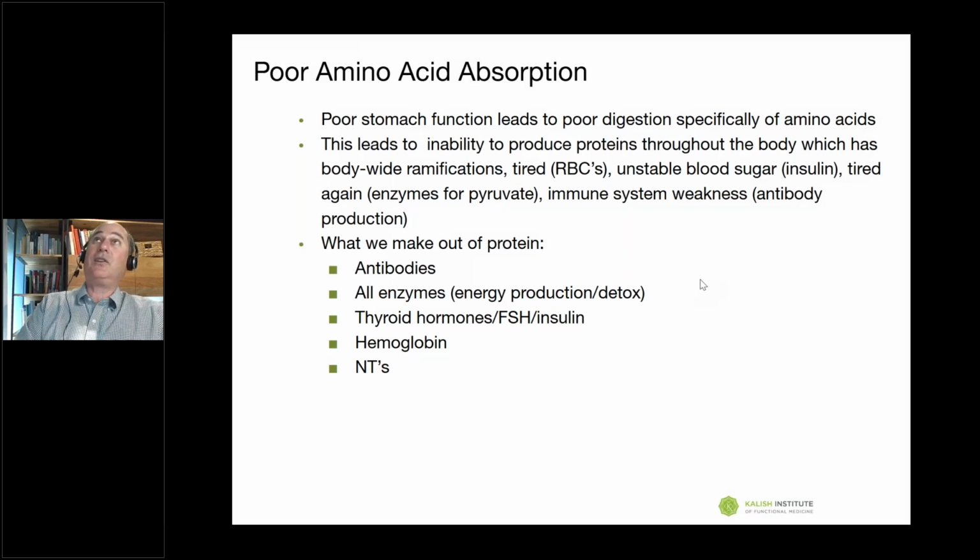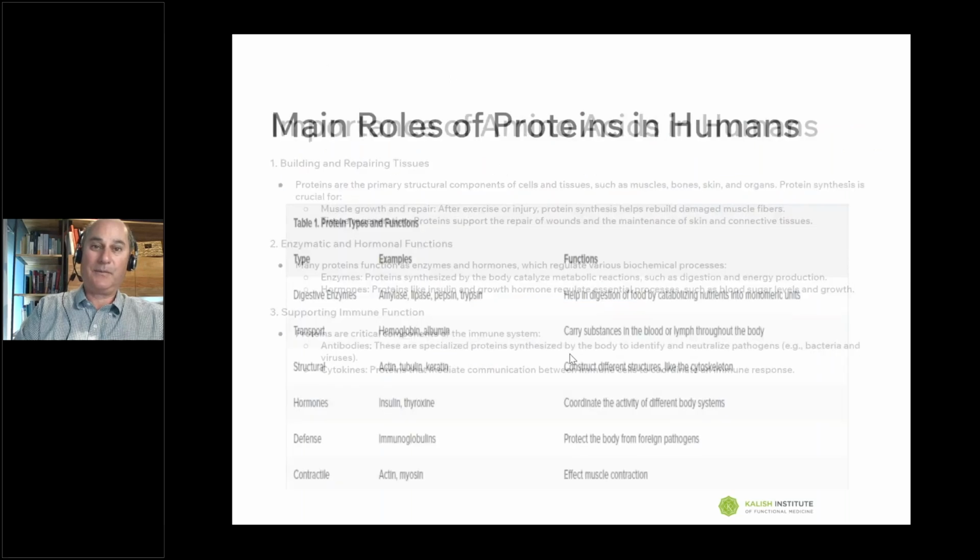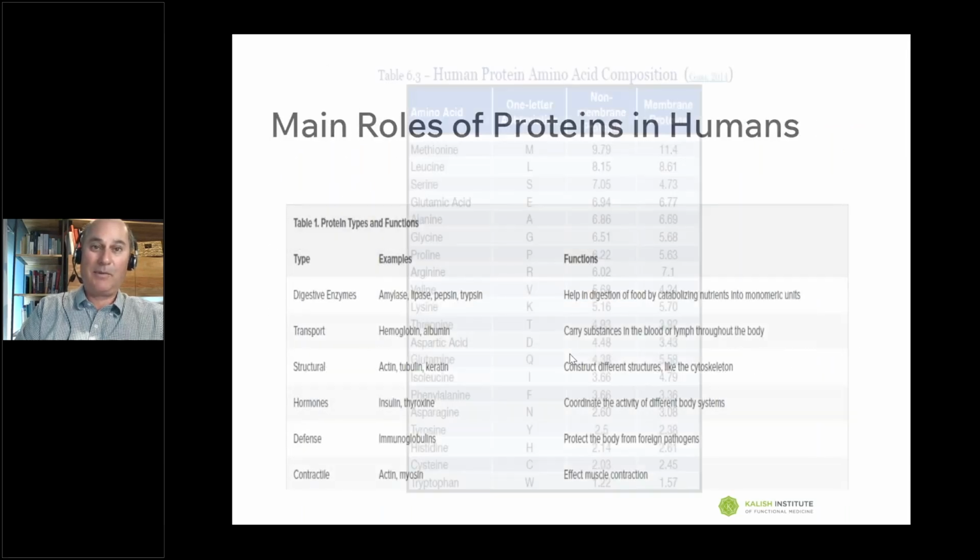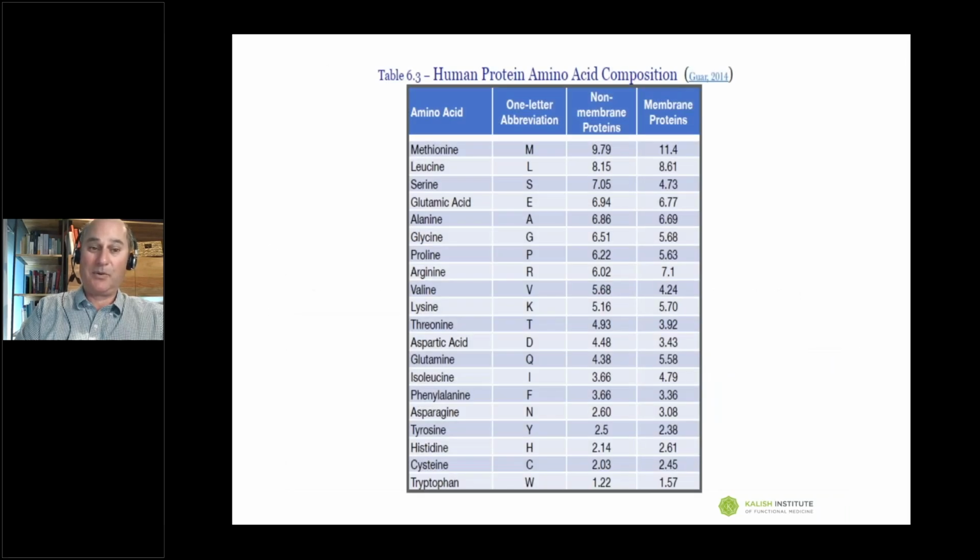And the mistake you want to avoid is only treating H. pylori if they have gut symptoms. All these other things are happening. Here's the 20 amino acids that we're worried about.